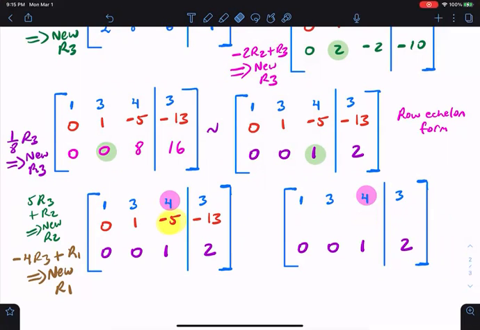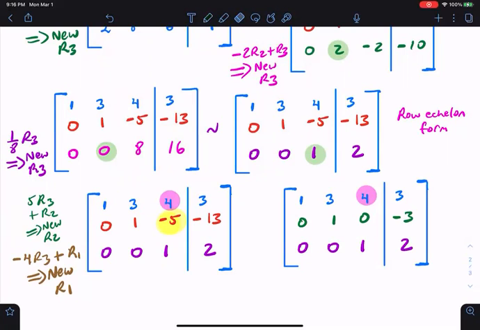And I need to multiply row 3 by 5. Every element in row 3 by 5, and then add to row 2. So if you do that, 5 times 0 is 0, plus 0 is 0. 5 times 0 is 0, plus 1 is 1. 5 times 1 is 5. 5 minus 5 is 0. 5 times 2 is 10. 10 and -13 is -3. So I achieved that row 2.